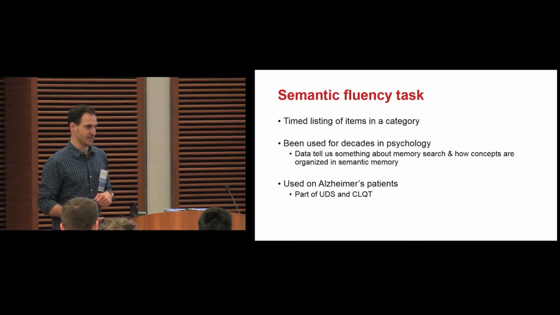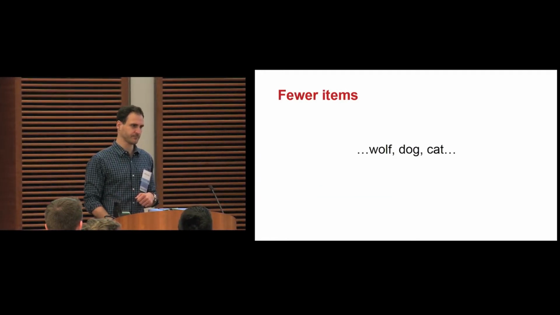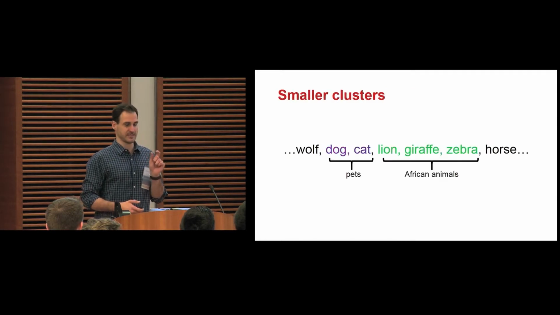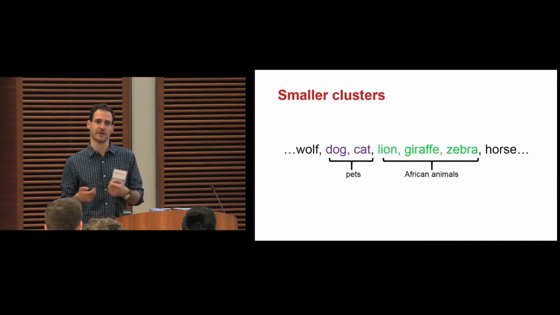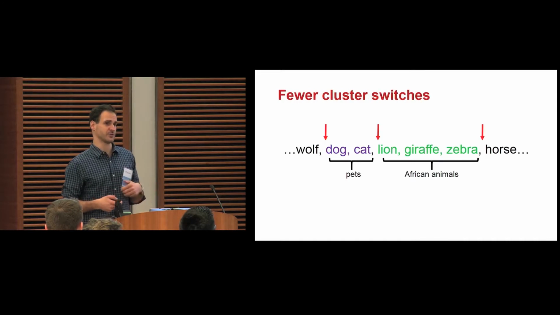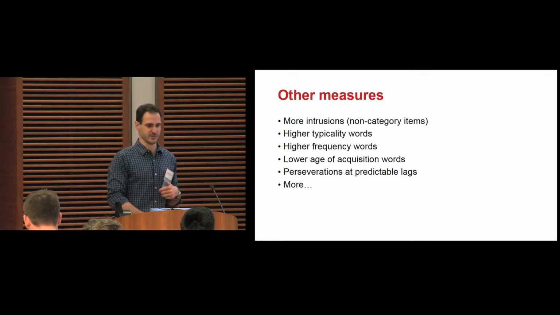To give you a few examples, compared to healthy controls, Alzheimer's patients tend to list fewer animals overall. They tend to generate more perseverations, so they repeat themselves within the list. Healthy individuals will list sequences of semantically related items in clusters. So for instance, they might list lion, giraffe, and zebra, which are all African animals. Alzheimer's patients do this to some extent as well, but the clusters they generate are smaller with fewer items, and there's also fewer cluster switches overall. And in the literature, there's a whole bunch of other measures that purportedly differentiate between the semantic fluency data of healthy individuals and Alzheimer's patients.